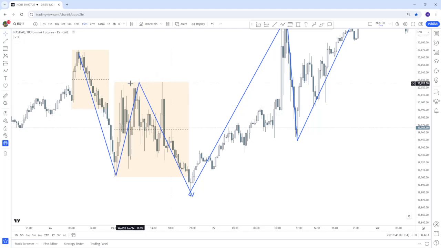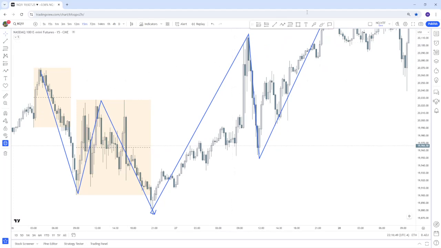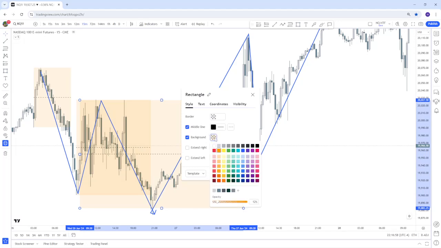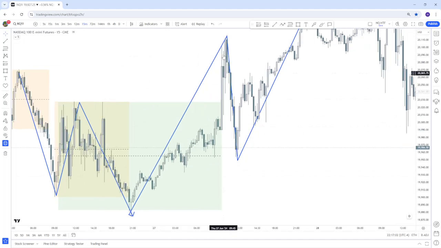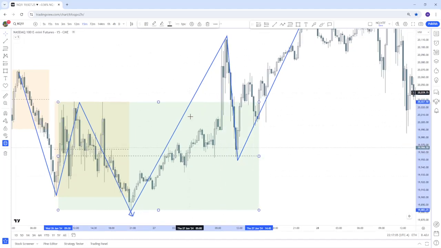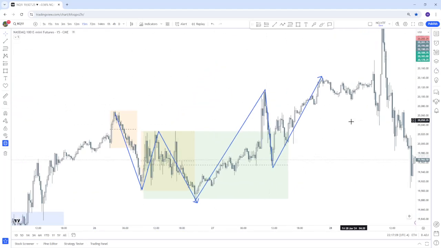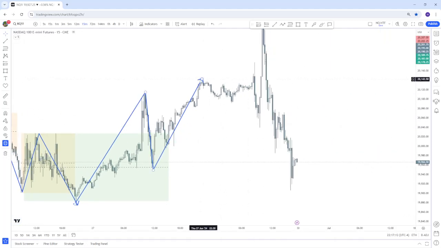Eventually breaks this protected high, right? So it breaks this protected high with force, right? So we have this zone like that, right? This zone that gets created. We tap back into the 50%, right? And then we go higher, right? And then we go higher, and then create this valid high.